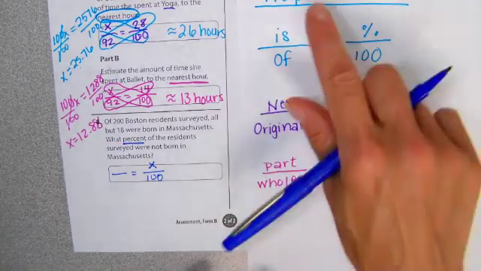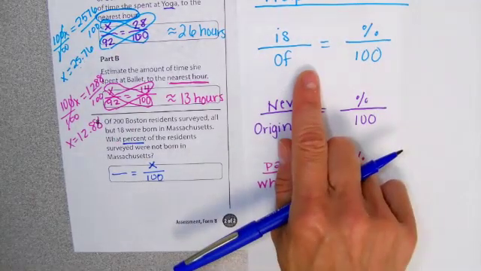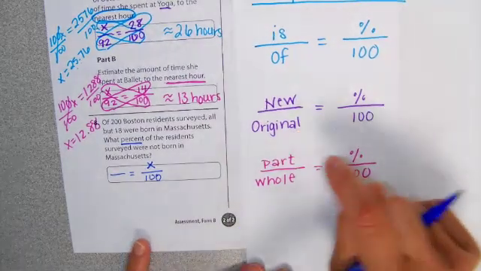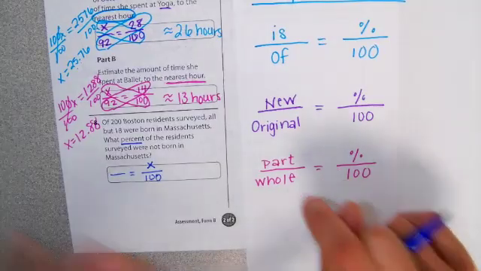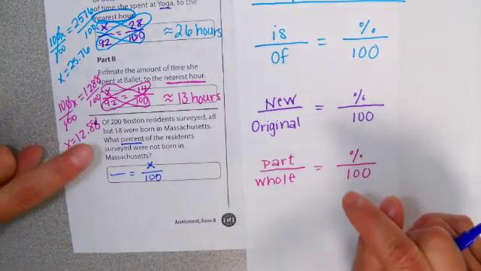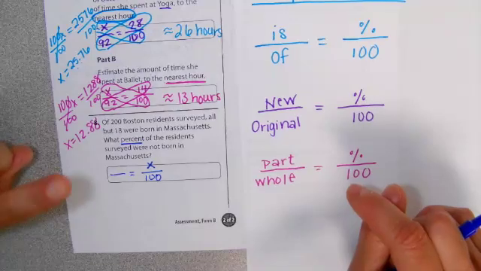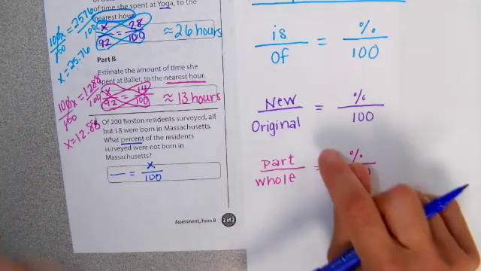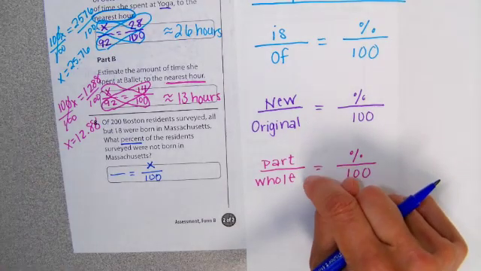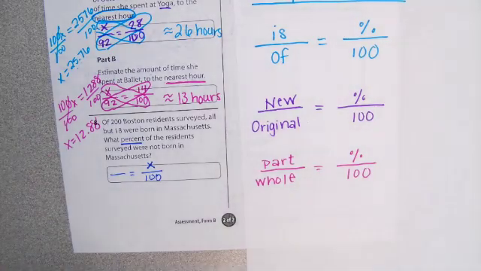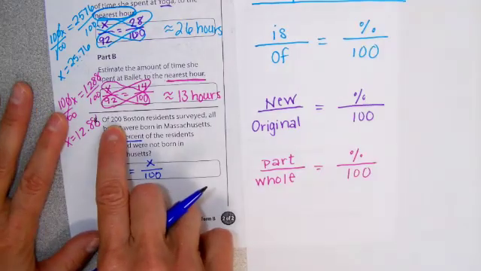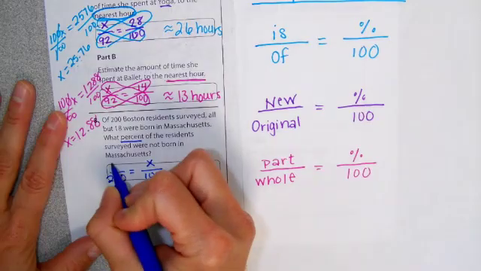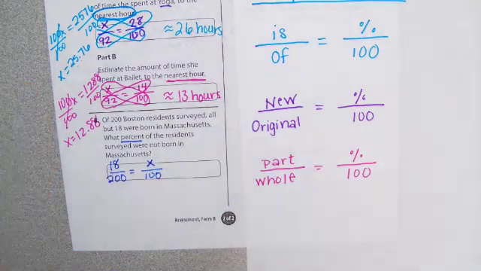So looking at this, I can't use is over of because we have a story problem. It's not a new and an original, so I have to do part and whole. If I look at these numbers, of 200 Boston residents surveyed, all but 18 were born in Massachusetts. Which of those is the part and which one is the whole amount? There were 200 total surveyed, so that is going to be our whole. And our 18 is going to be our part.